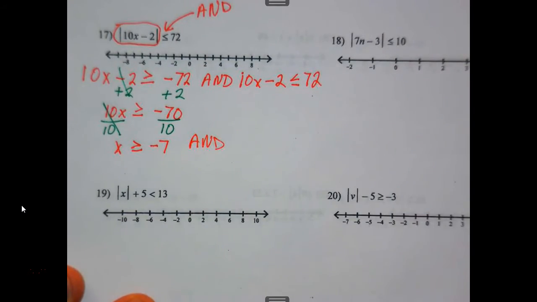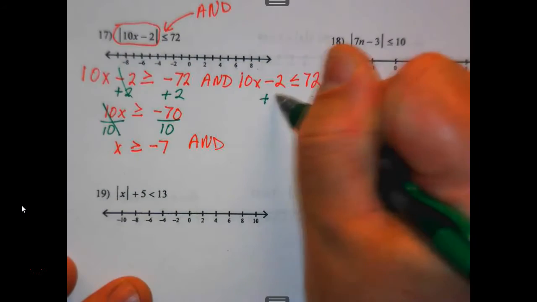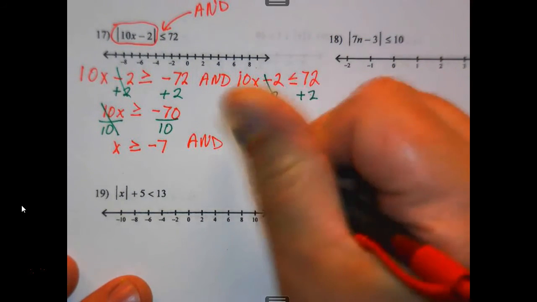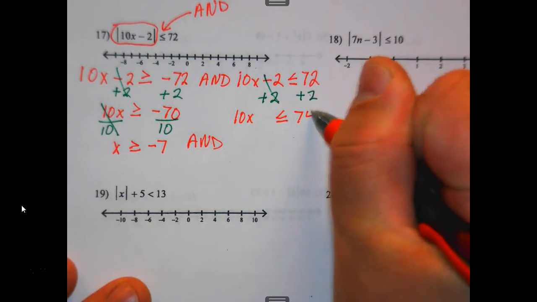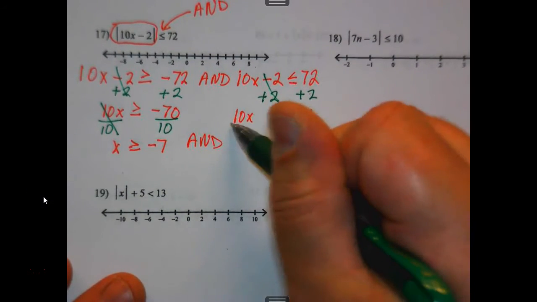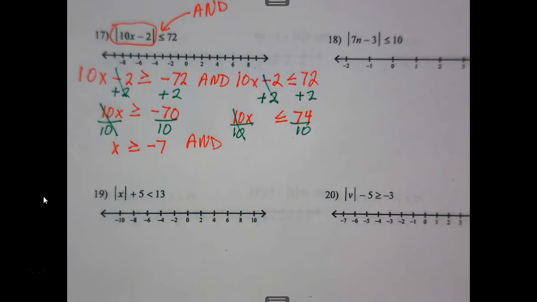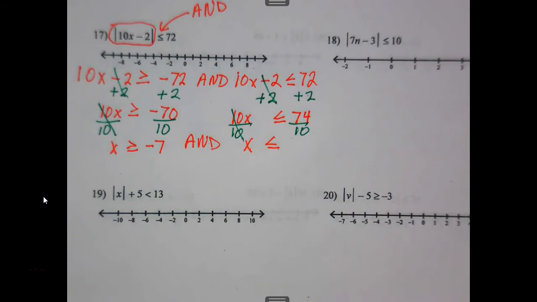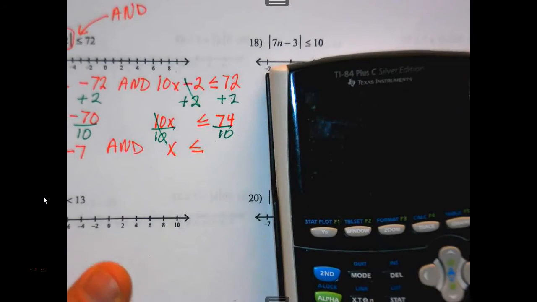And I have to solve the other inequality. Add 2 to both sides. So I get 10x less than or equal to 74. Divide both sides by 10. Now here I'm going to get a decimal. I'm going to have to estimate on the graph. 74 divided by 10 should be 7.4.